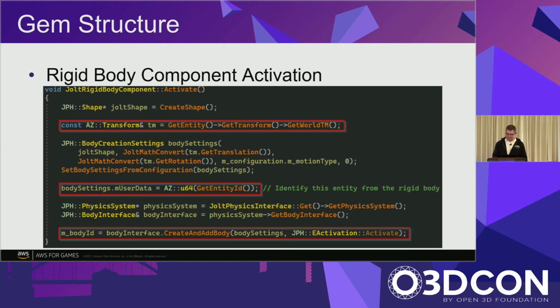Right, so when the game time starts, the game component will activate. This is where we will be creating a shape from the geometry, and we get the entity transform here. We do it through get entity, get transform. And then we'll use this transform as an input for constructing the actual rigid body.